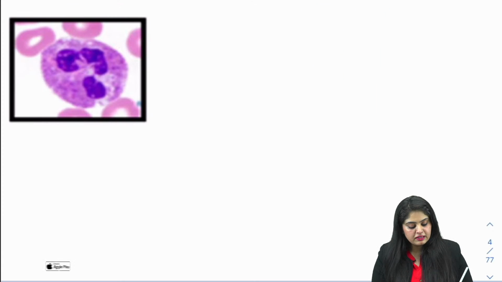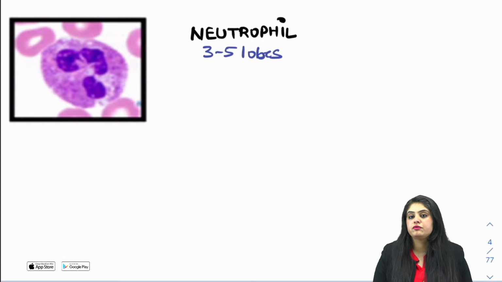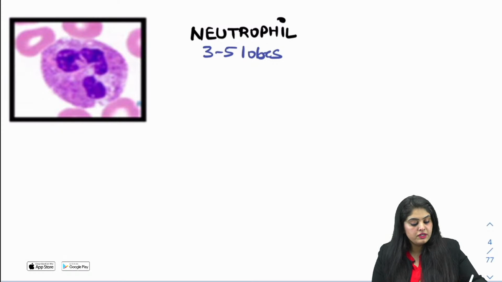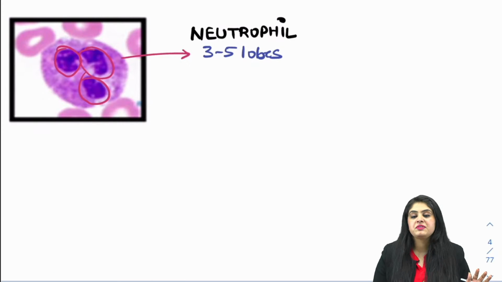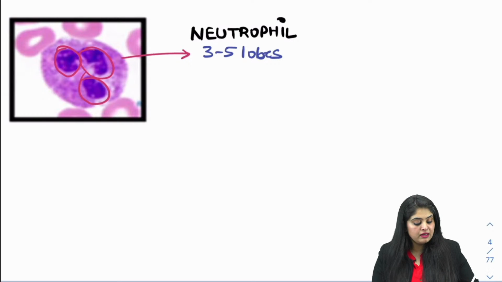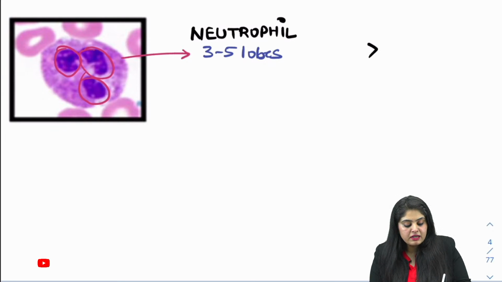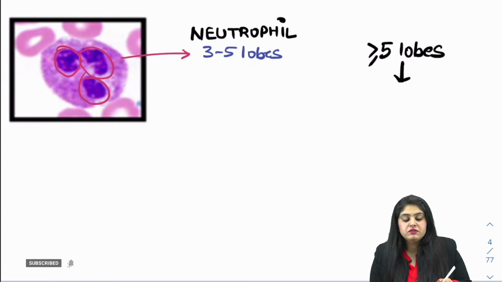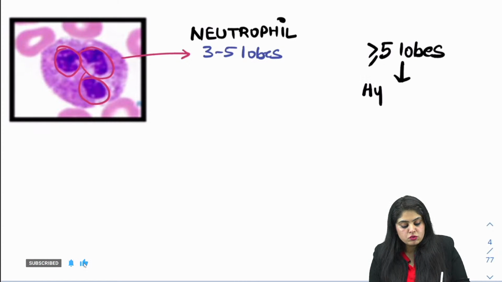So the first cell, which everyone is aware of, is the neutrophil. How do I identify a neutrophil? I will look at the lobes. A cell with 3 to 5 lobes is going to be a neutrophil. Now keep telling me the theory also. If I get more than 5 lobes, what is that known as? If the lobes increase, then it is referred to as a hypersegmented neutrophil.